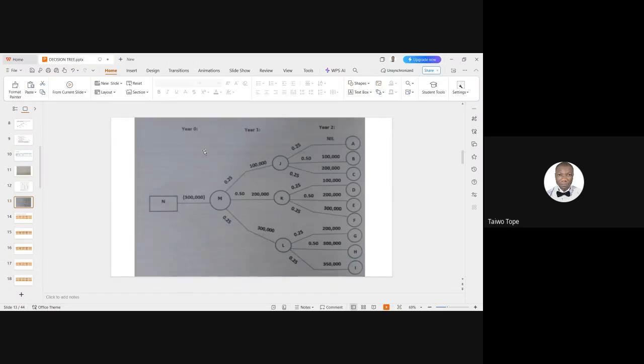So in year zero, there'll be an outlay, right? An outflow of 300,000. Your discount factor in year zero will be what? To be one. Very good. Everybody should know that.